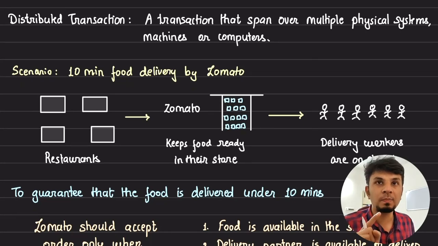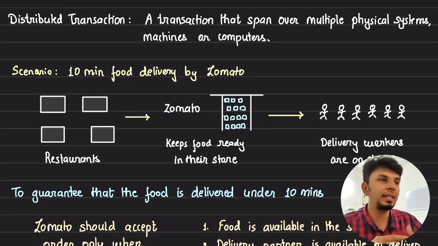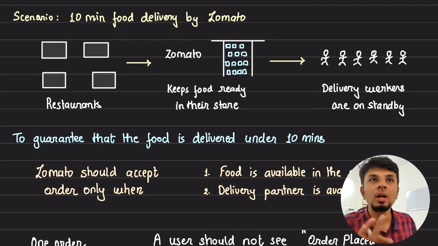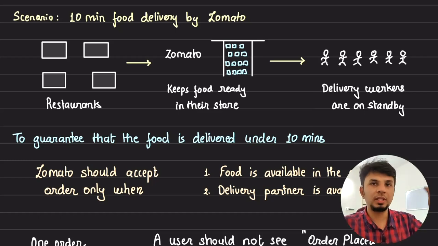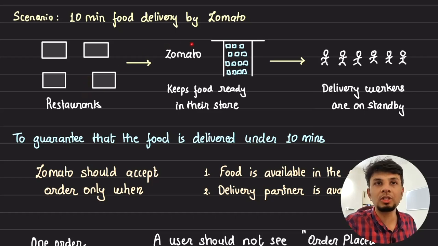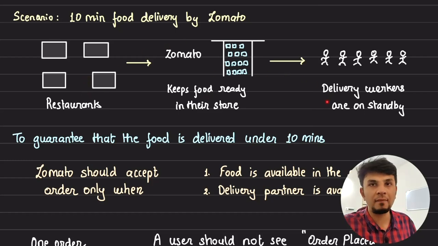It's a transaction that spans multiple machines. Basically, in our case, it's the transaction that spans multiple microservices. So the scenario we take is 10-minute food delivery by Zomato. The core idea here is, with respect to Zomato's principle, that it will bulk purchase the food from restaurant, keep it in the store, and have a fleet of delivery agents who are there to deliver the food within 10 minutes.